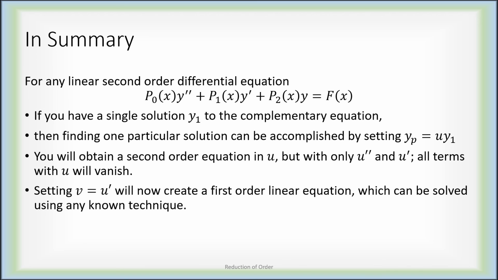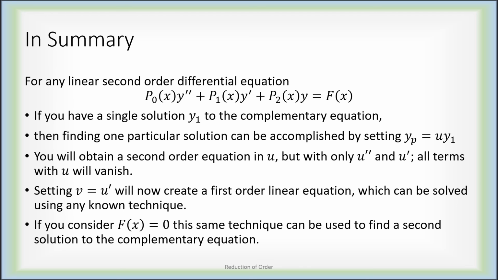Then you set some new unknown function v to be u prime. So since all of our u's vanished, and we only have u double prime and u prime, this is v prime, now we have a linear first order equation in v, which can be solved using any technique you want, very commonly variation of parameters. Now, if you consider the forcing function to be zero, this same technique does work to find a second solution to the complementary equation. We did that in the last example, where we just said, let's pretend that this for the moment is zero to just find another solution to the complementary equation.